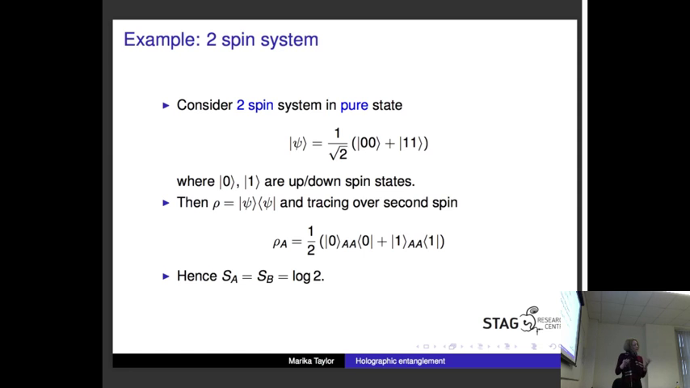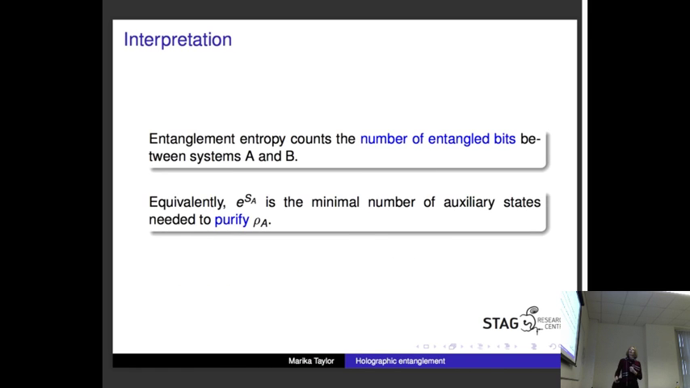Okay, so this is just a flavour of what you're calculating and how you're calculating with entanglement entropy. It's called entanglement entropy because psi is a state you would call entangled. On the next slide, I'm going to explain why I gave you this little example, to explain what entanglement entropy might actually mean. Indeed, entanglement entropy counts the number of entangled bits between systems A and B.